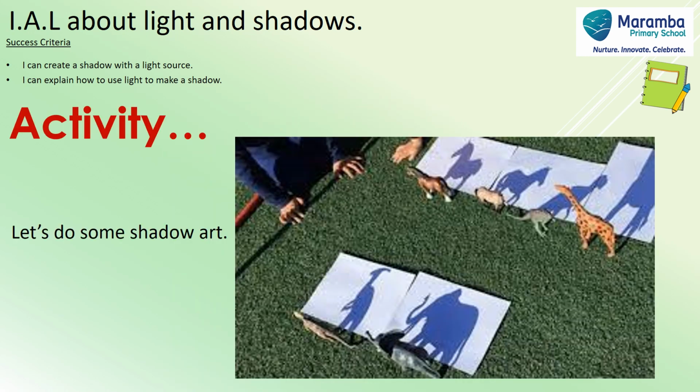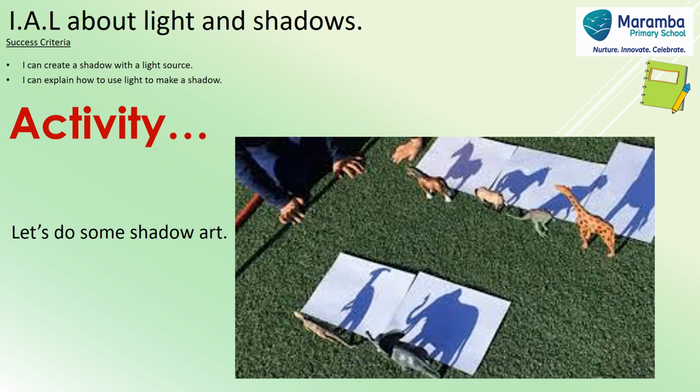So for our activity today, hopefully it's sunny, but if not, you can use a light source like a torch or a lamp, and you are going to find an object and you are going to create a shadow with that object. What you will need is the white blank piece of paper. You will need your pencil, just your grey lead, and you are going to create your shadow and then draw around the outside of it.